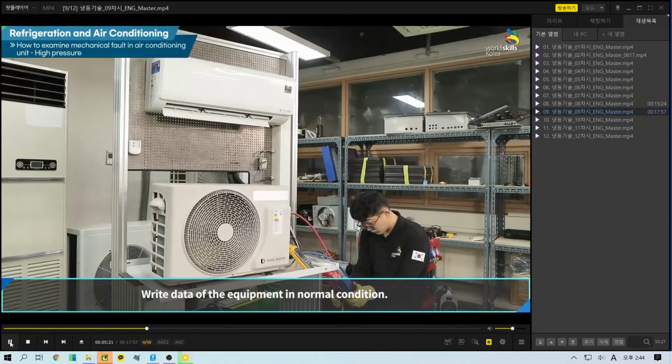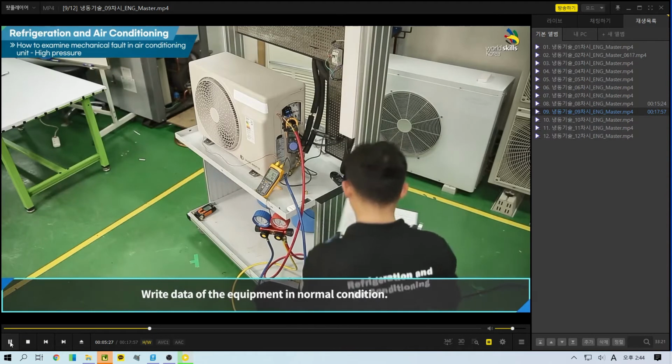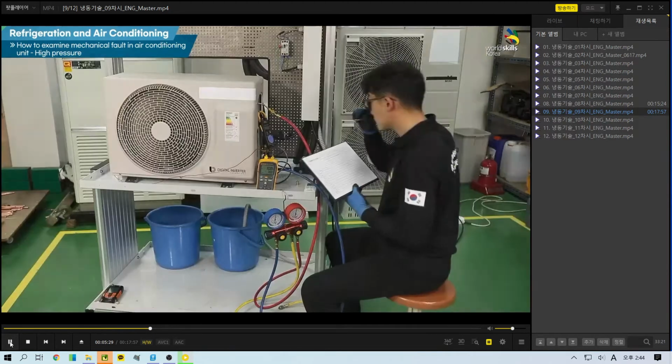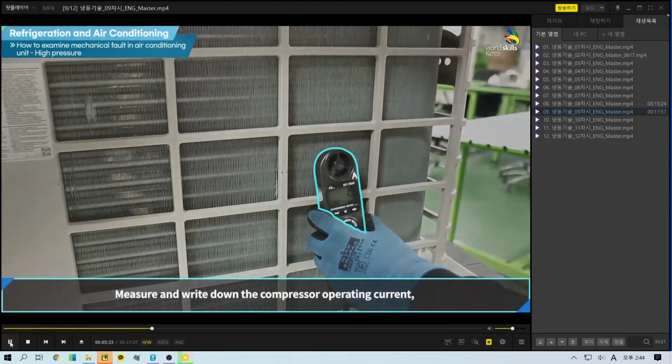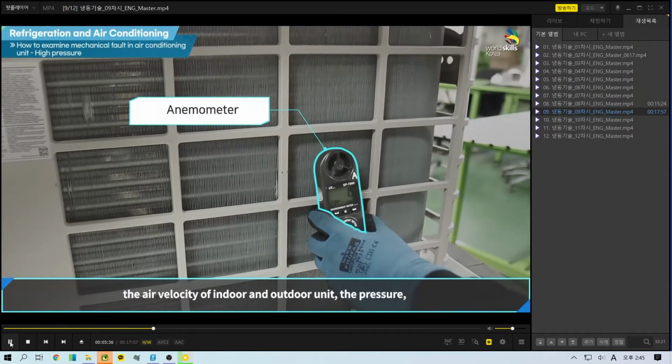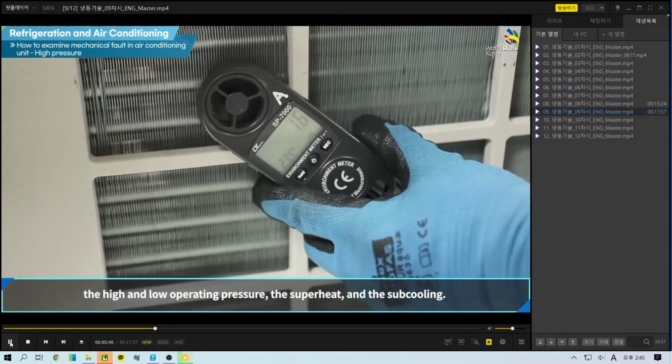Examining the normal operating condition. Write data of the equipment in normal condition. Measure and write down the compressor operating current, the air velocity of the indoor and outdoor unit, the high and low operating pressure, the superheat, and the subcooling.